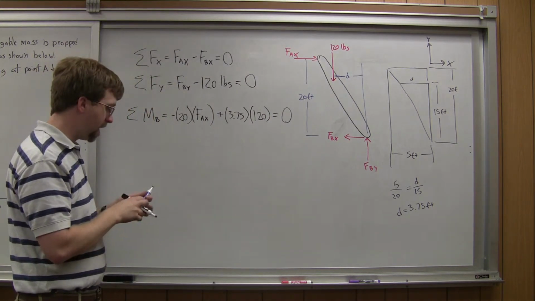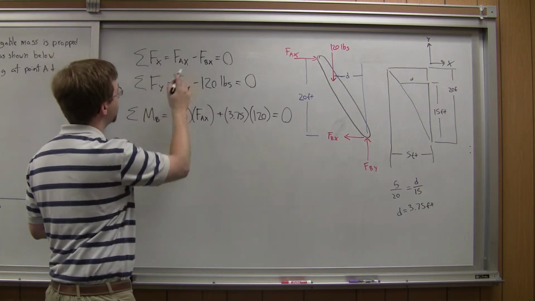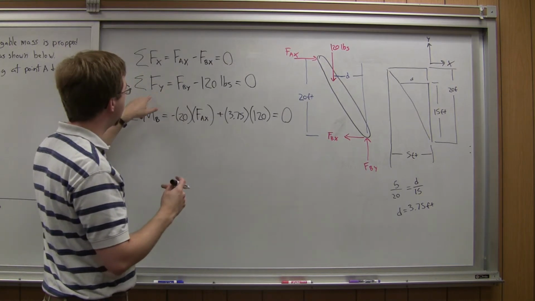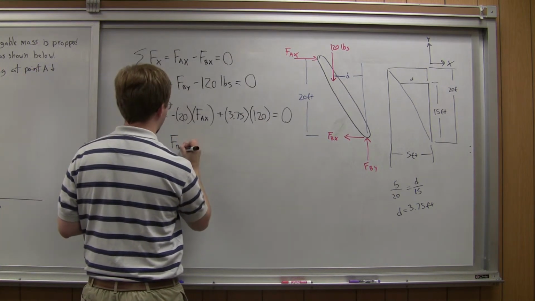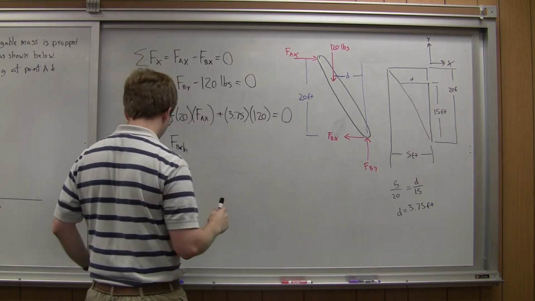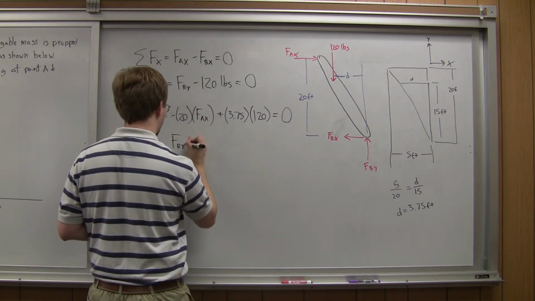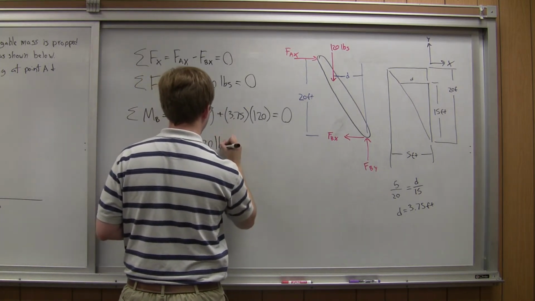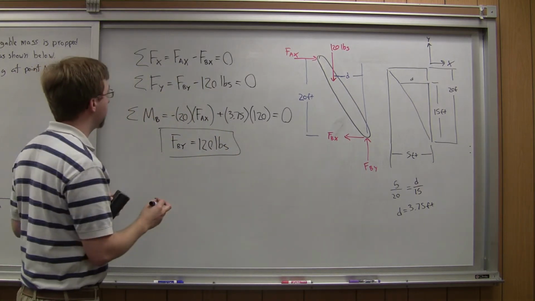All right, so now I've got my equations. At this point, it's just math. I need to solve for my three unknowns. I've got FAX, FBX, and FBY. So I can do this. Let's start with Fy. So I know that FBY will simply be equal to 120 pounds. All right, that one's easy enough.